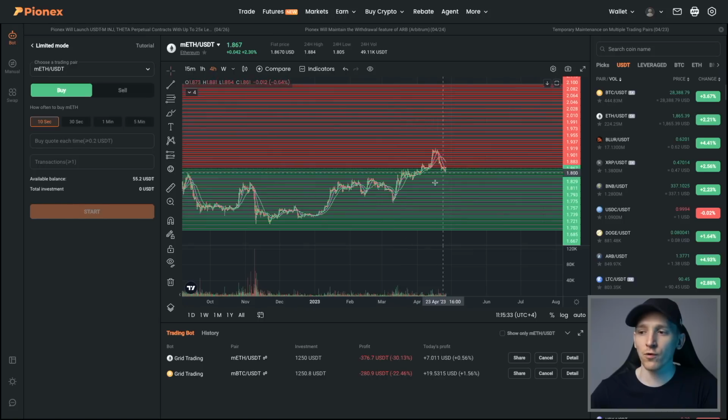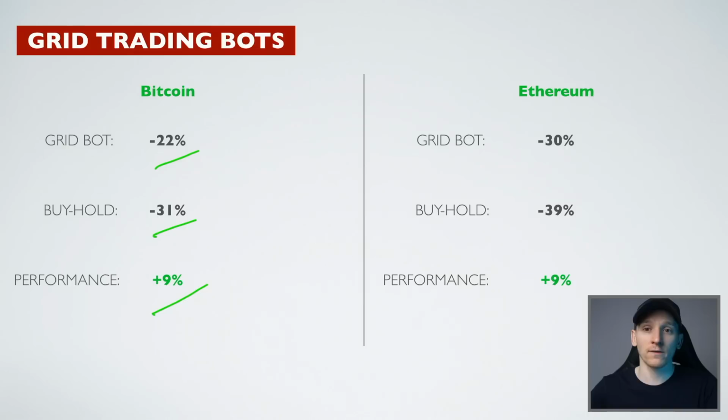But how have these bots performed exactly? You can see down here both are in a loss. The BTC bot is down 22% and the ETH bot is down 30%. But how has that performed in comparison to just buying the same amount of those assets when I started the bots? So you can see here for Bitcoin, the grid bot is down 22%. If I'd have just bought the same amount of Bitcoin at that price, I'd be 31% down now. So the bot has outperformed by 9%.